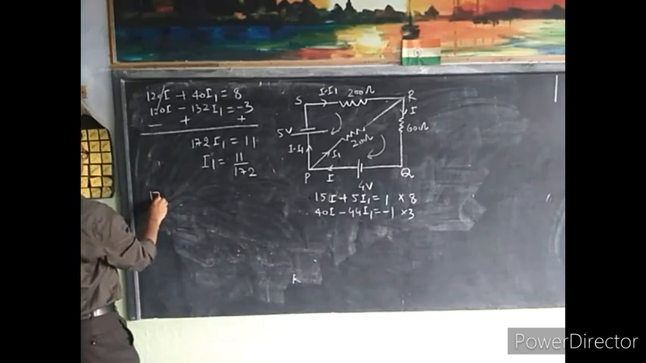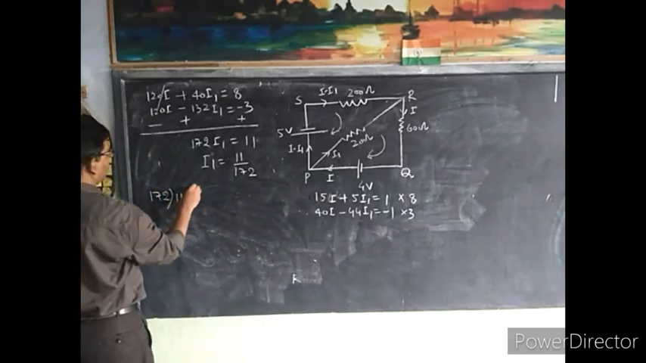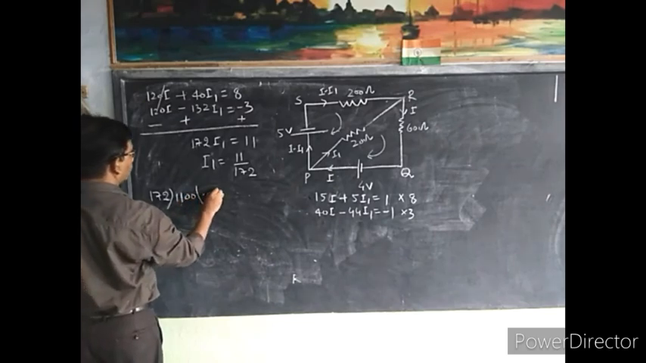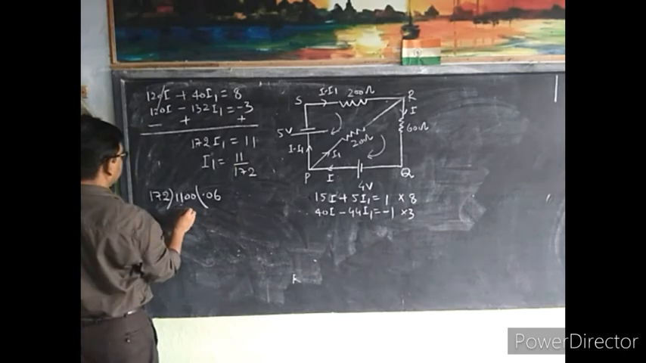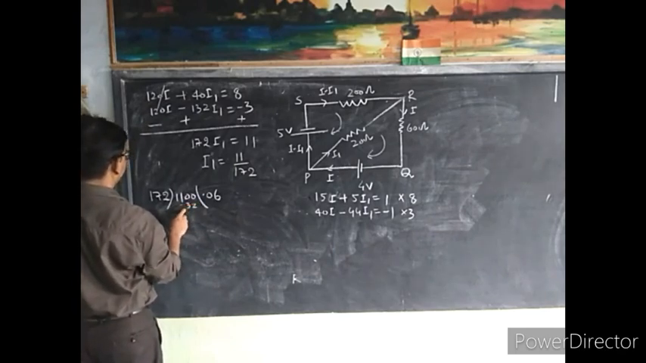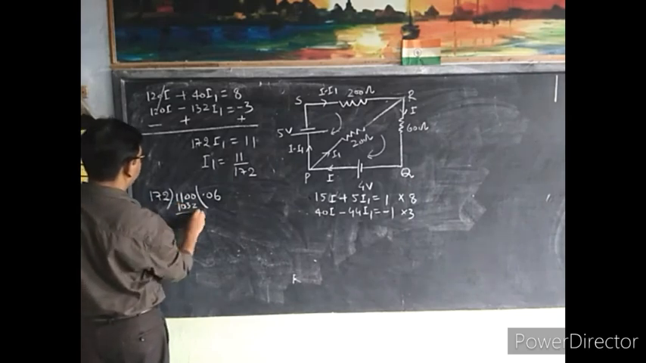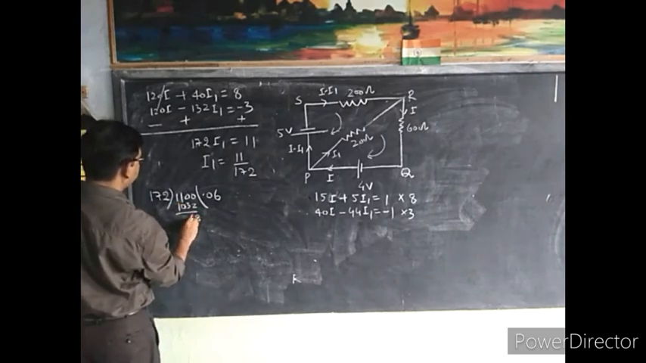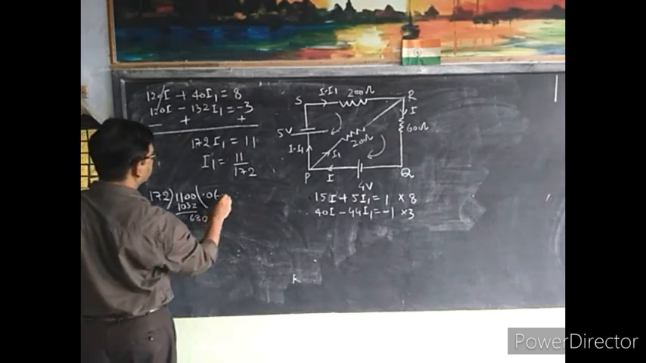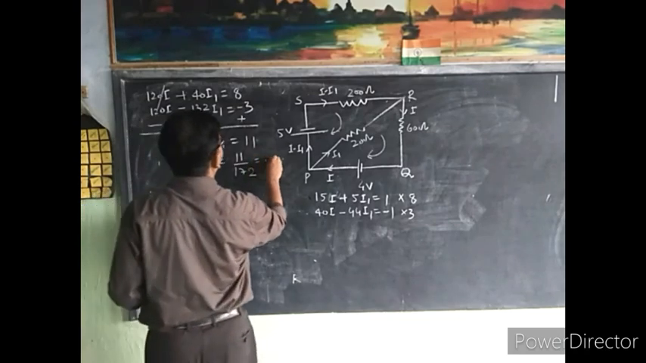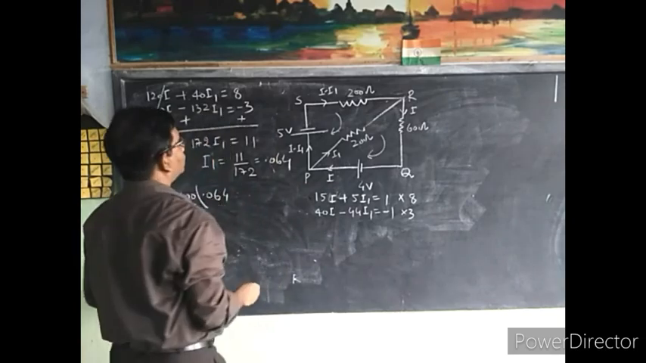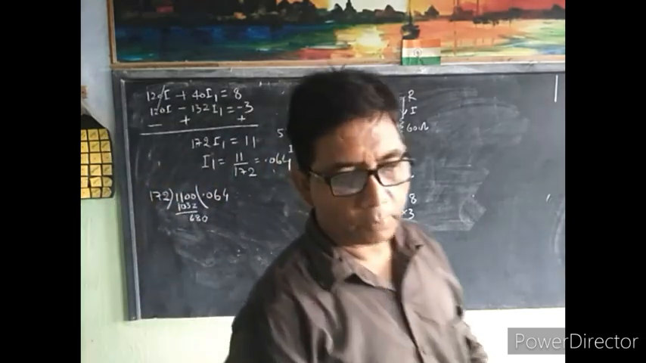We divide 11 by 172, which is approximately 0.064. So 0.064 is the answer, the solution of this problem. Thank you.